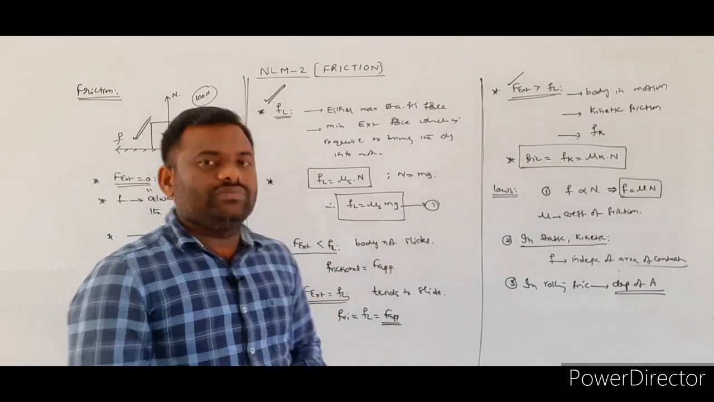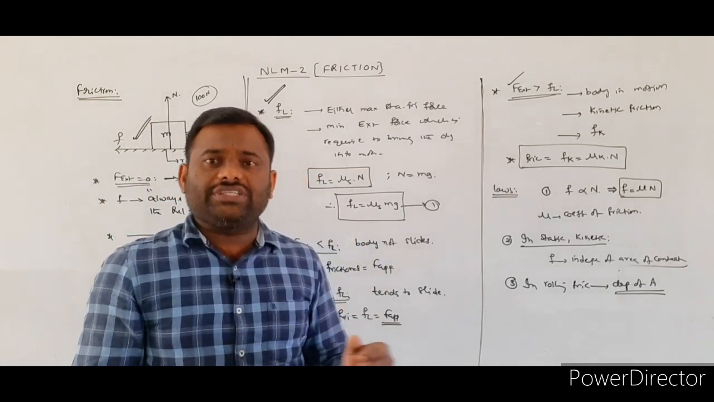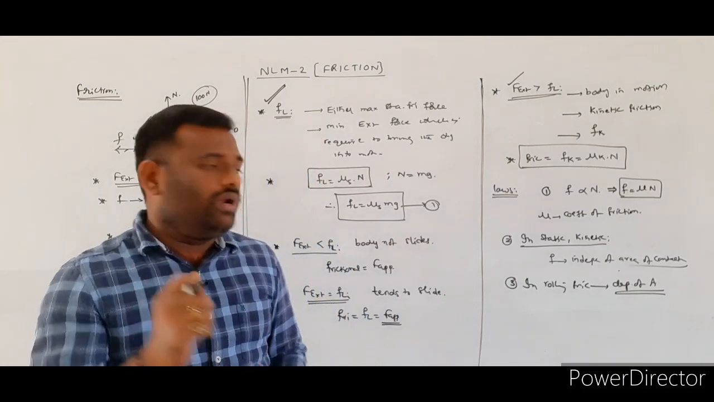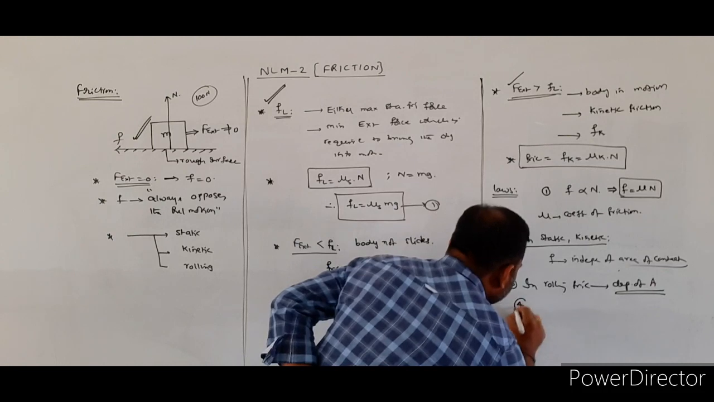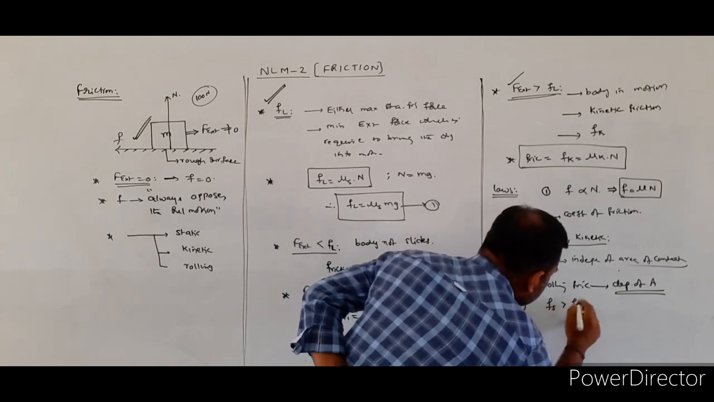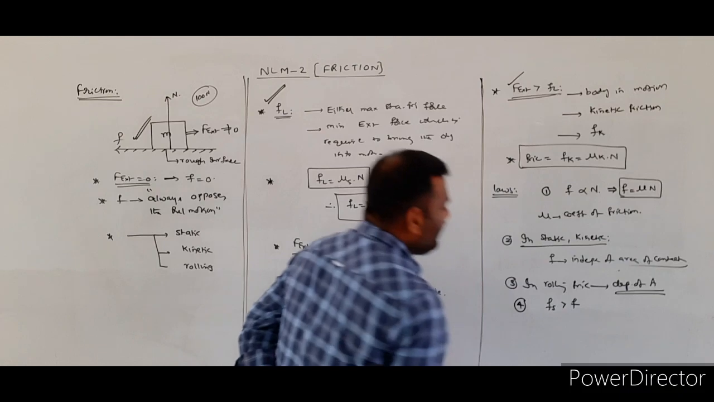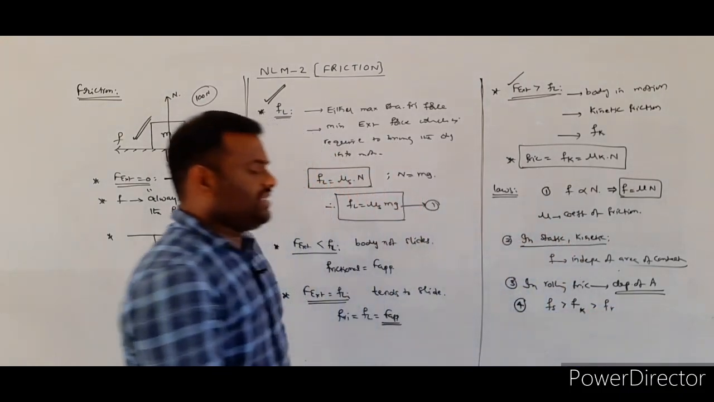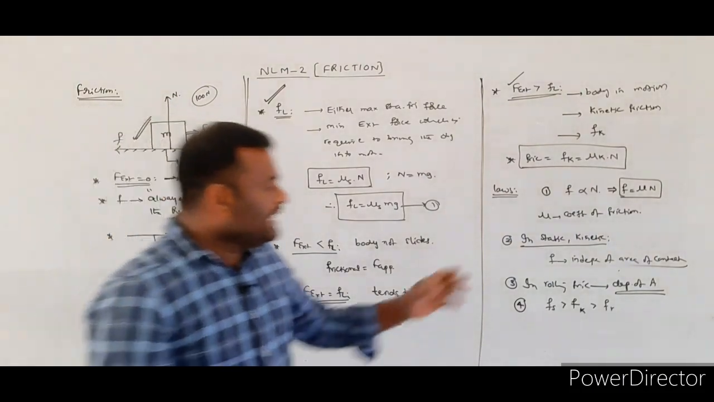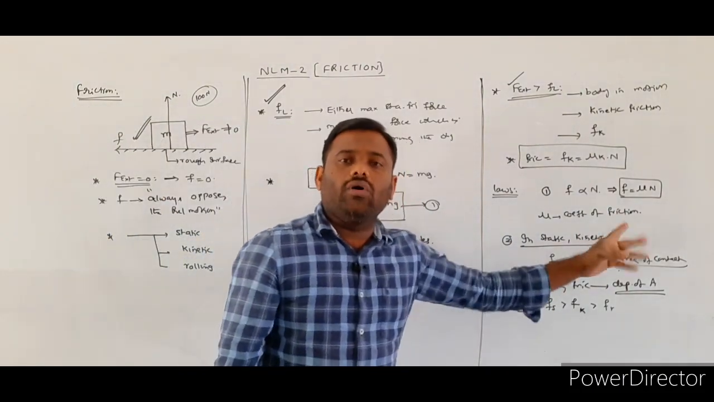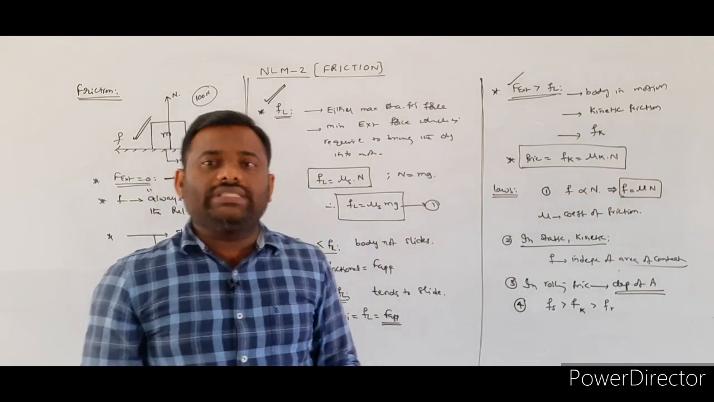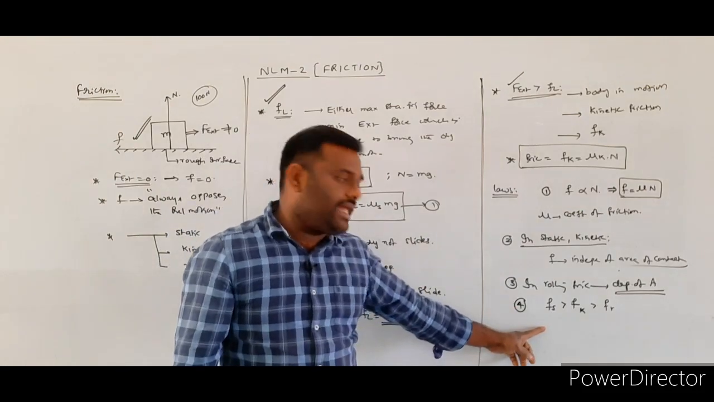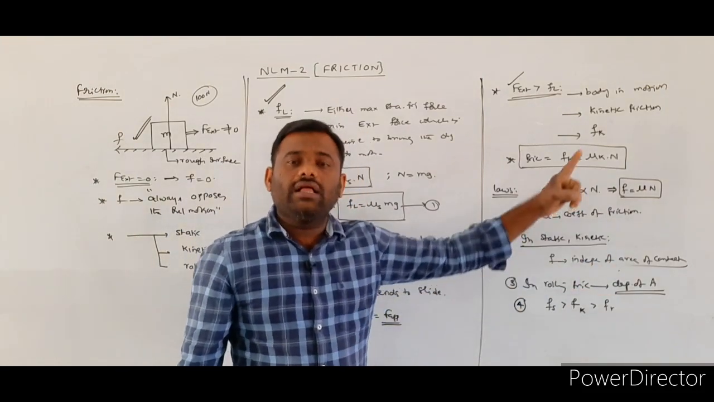Next, if we assume Fs indicates the static frictional force, Fk the kinetic frictional force, and Fr the rolling friction, there is one relation between them. What is the relation between static friction, kinetic friction and rolling friction? Static frictional force is the maximum frictional force, so it is always greater than the kinetic friction, which is greater than the rolling friction.